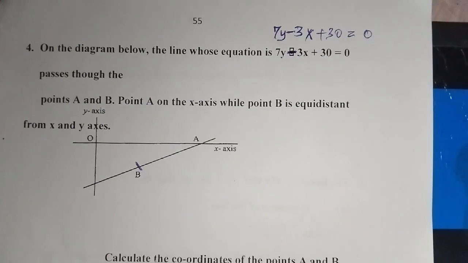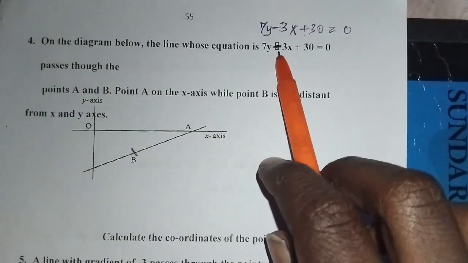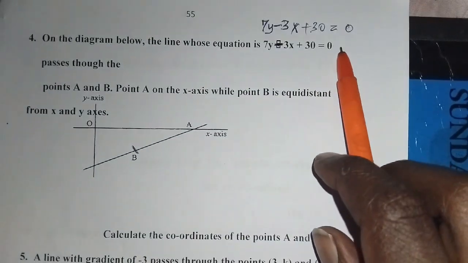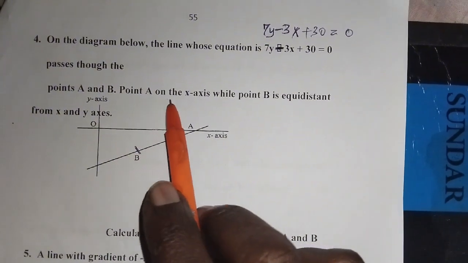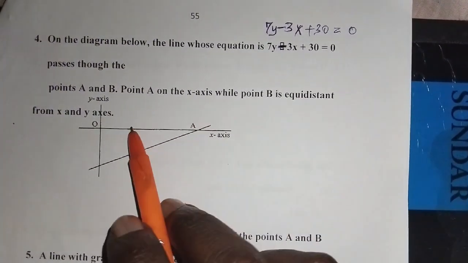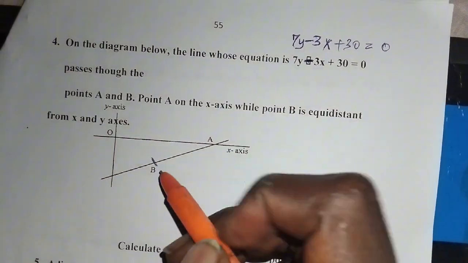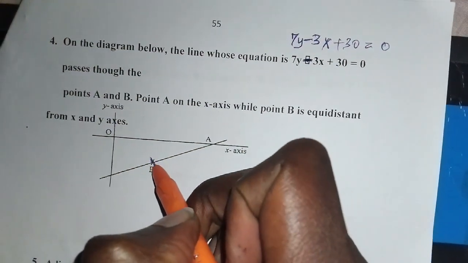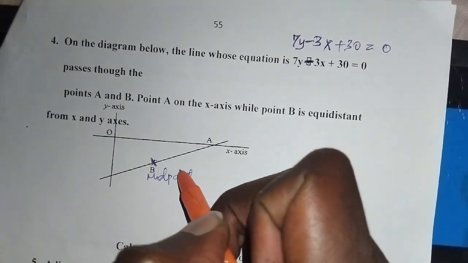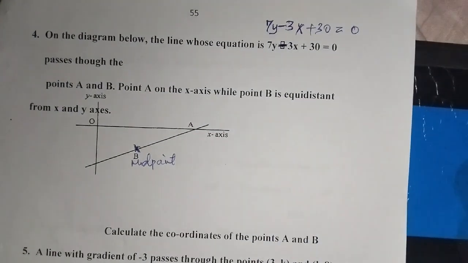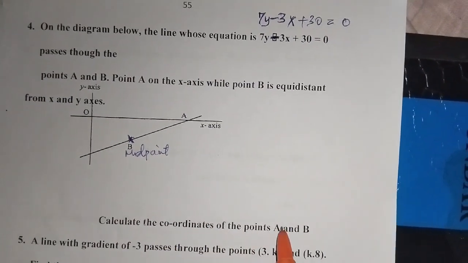On the diagram below, the line whose equation is 7y minus 3x plus 30 equals 0 passes through points A and B. Point B is on the x-axis, while point A is equidistant from the x and y axes. When you say equidistant, it means it is at the midpoint. Calculate the coordinates of points A and B.